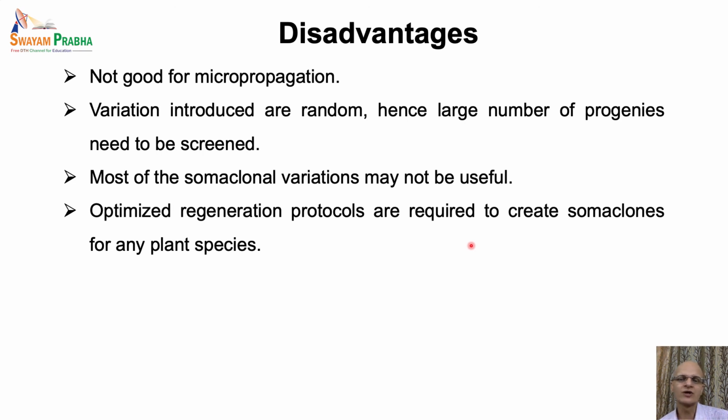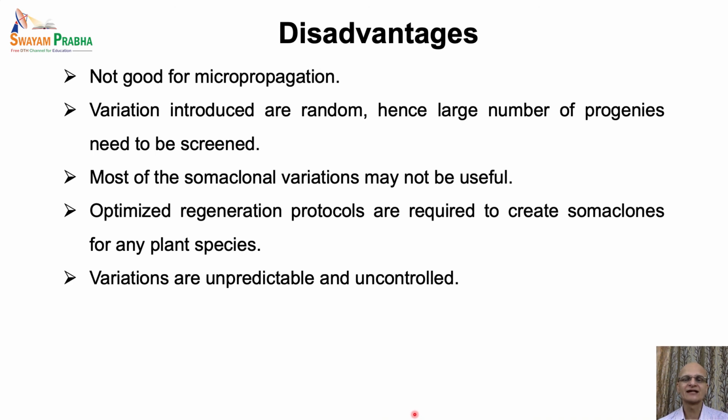In order to work with somaclonal variation based plant improvement, the availability of an optimized regeneration protocol is a must. And if the regeneration protocol for the species in question is not available, it needs to be established, which is time consuming as well as resource and labor intensive.